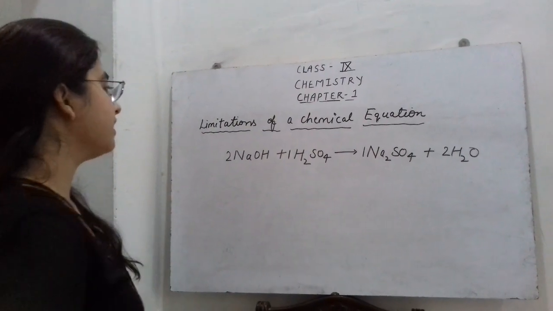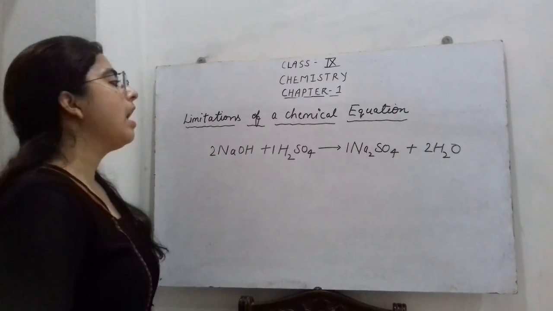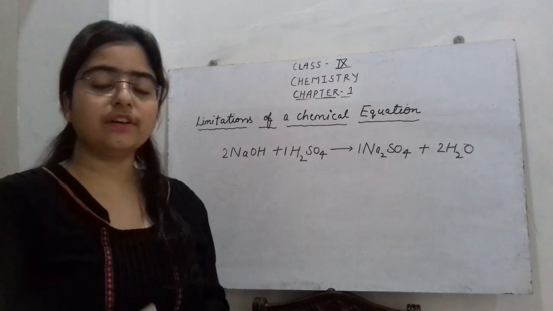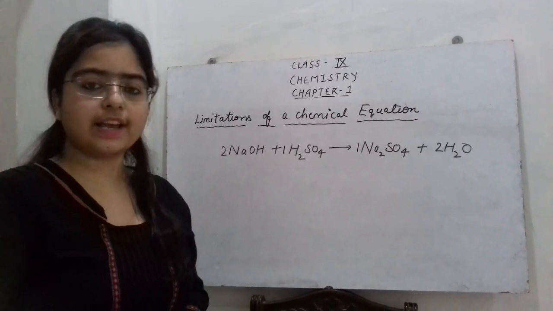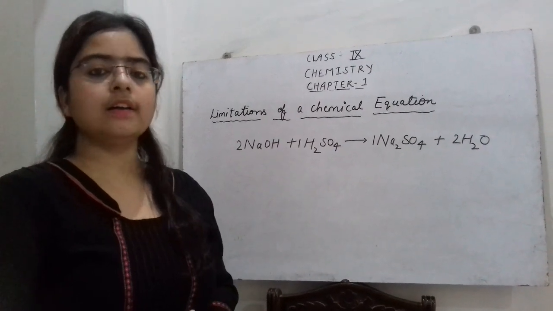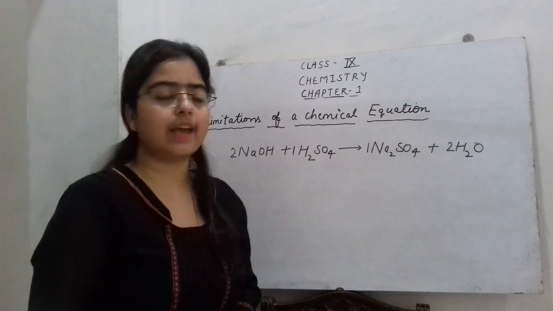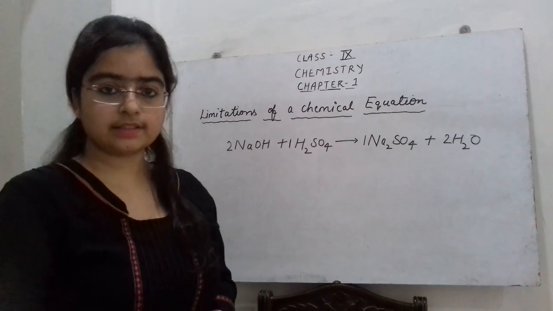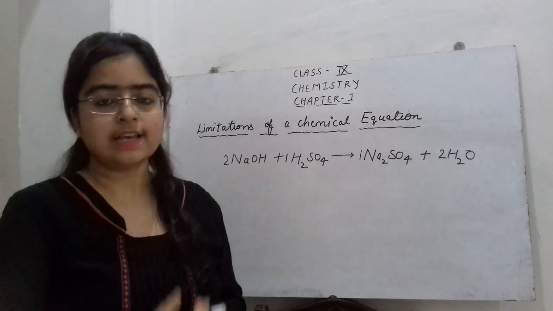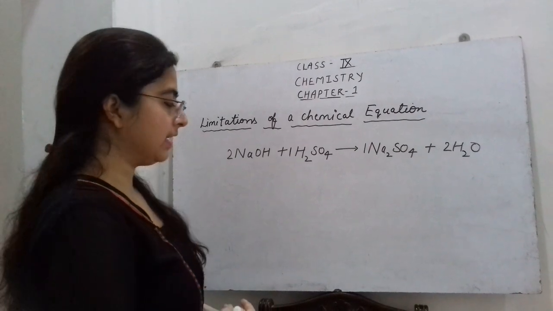So the next topic is limitations of a chemical equation. A chemical equation does not tell us about the physical state of the reactants involved and the products formed in the reaction. We can't say that a particular substance which is reacting is solid, liquid or gas. In the same way, we can't say whether the products formed are solid, liquid or gas. So a chemical equation does not tell us about the physical state.